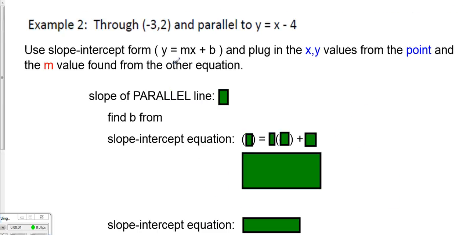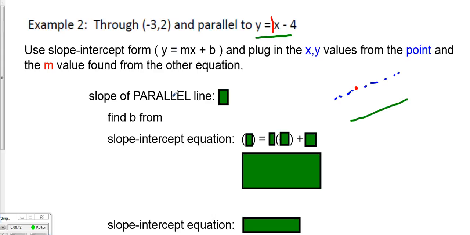Let's try example 2. Again, it's going to go through the point (-3, 2), so it's going to look like this. Here's some point. It's going to be parallel to this line right here. So here's the line. We need to find this equation then, parallel to the green line. To do that, we need to find the slope of this line, and then we'll find the y-intercept. So, to find the slope, we first look at this equation and say, what's the slope?